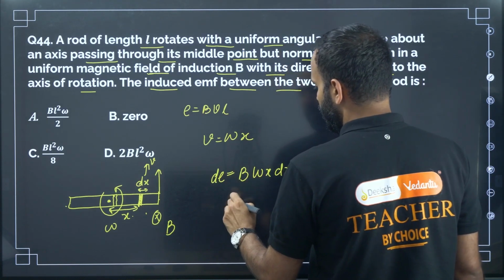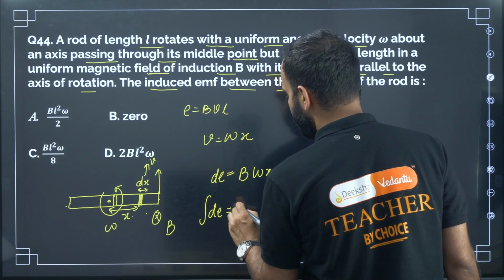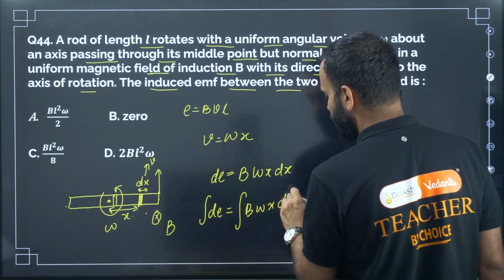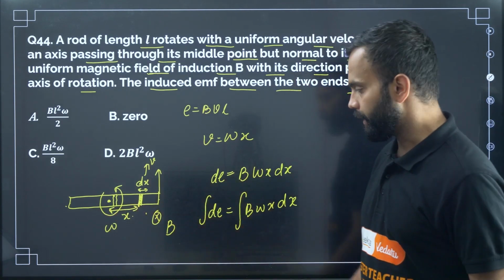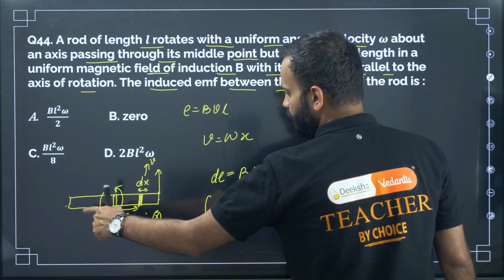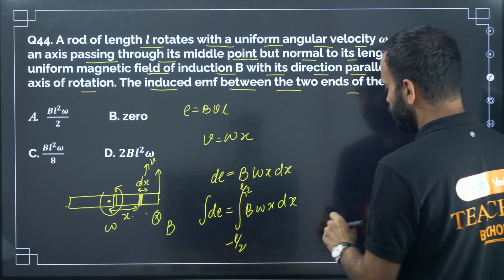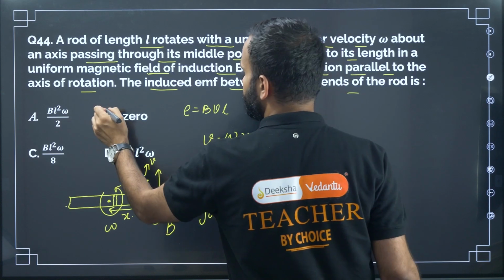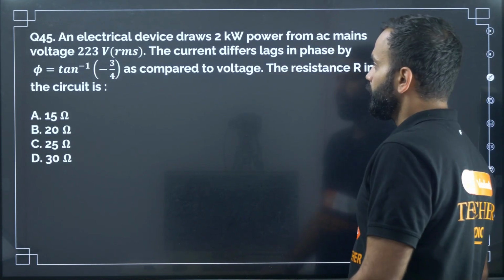So now integrate both sides. Integration of dE is equal to integration of B omega x dx, right? So now what is the limit? Limit will be minus L by 2 to plus L by 2. So now solve this, you will get induced EMF as 0. The correct option is B. Okay, question number 45.